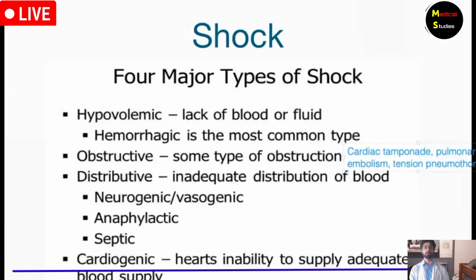So the perfect example for this is myocardial infarction. This is a perfect example for this condition. Okay, got it everyone? Or acute myocardial infarction. And this is a very common cause of cardiogenic shock. One more cause is known as arrhythmia, like ventricular fibrillation or ventricular tachycardia.